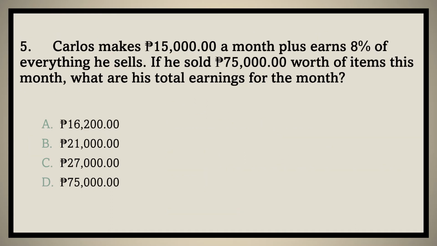5. Carlos makes 15,000 pesos a month plus earns 8% of everything he sells. If he sold 75,000 pesos worth of items this month, what are his total earnings for the month? A. 16,200 pesos. B. 21,000 pesos. C. 27,000 pesos. D. 75,000 pesos.